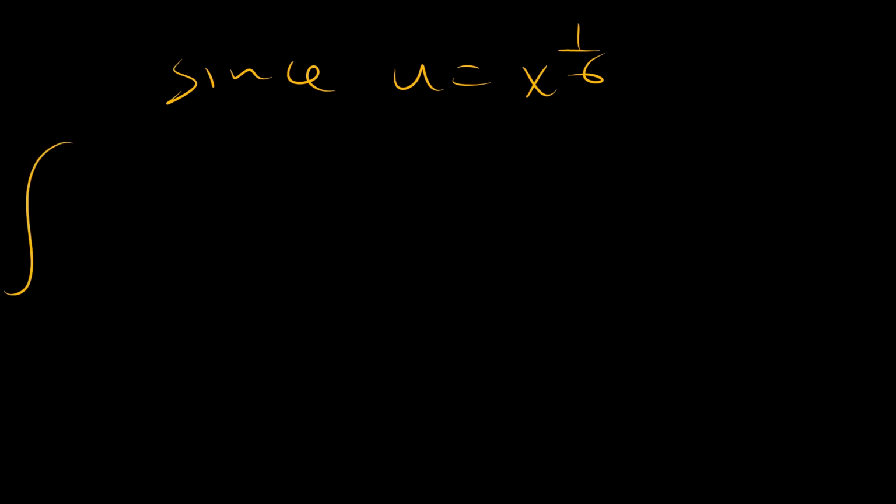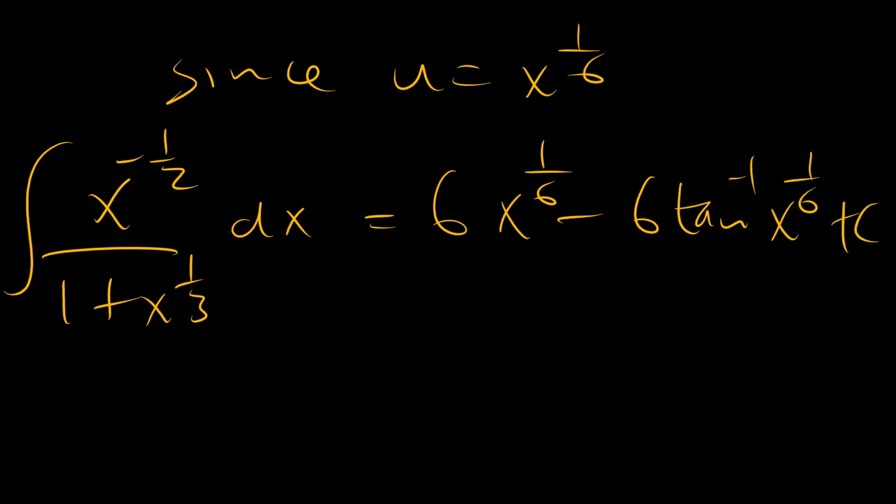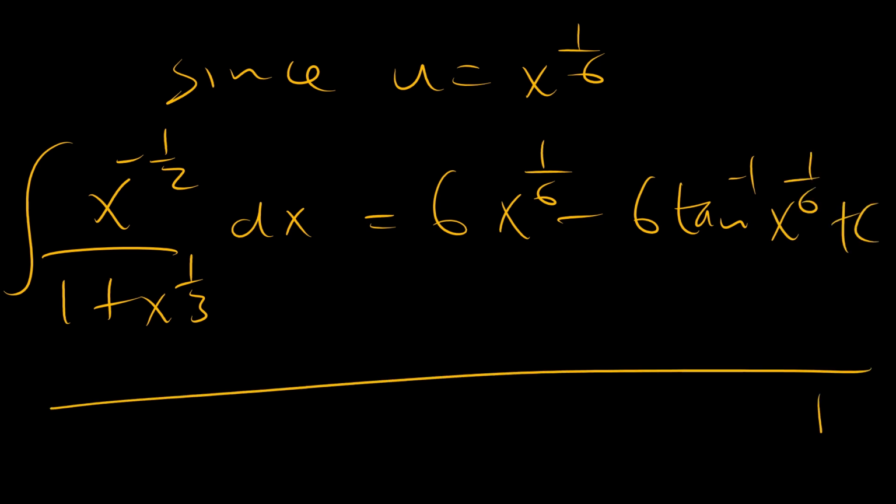But we know since u equals x to the 6, we can say that our integral that we started with, x to the power negative a half over 1 plus x to the power a third dx, is the same as 6x to the power 6 minus 6 arctangent of x to the power 6 plus the integration constant. And that, ladies and gentlemen, is our answer.